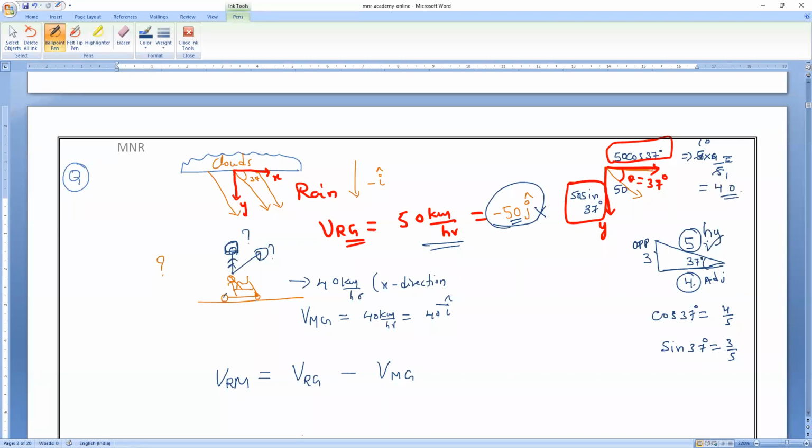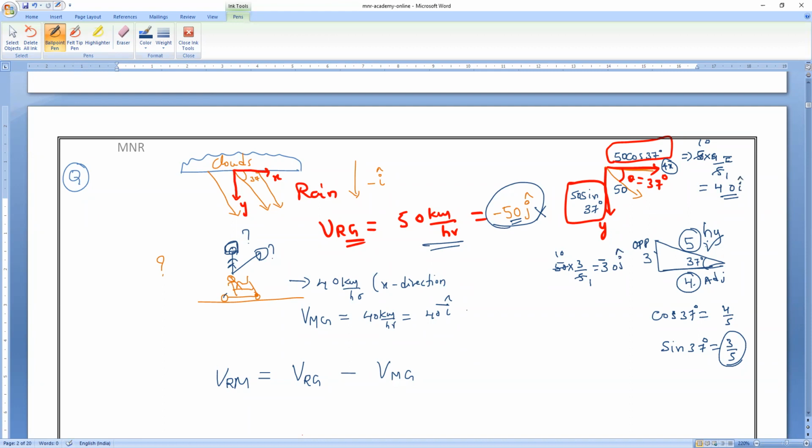So plus 40 or minus 40? Plus 40, because it is the plus x axis. Next, you find the resultant force 50 into sine 37. Sine 37 is 3 by 5, which equals 30, and it is downwards, so minus 30 j cap. And this is the j cap.